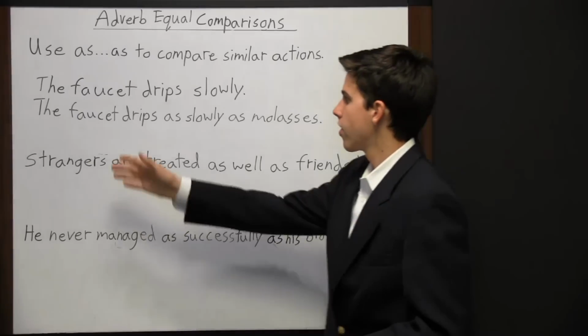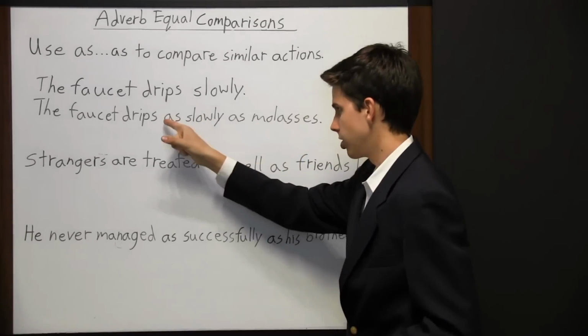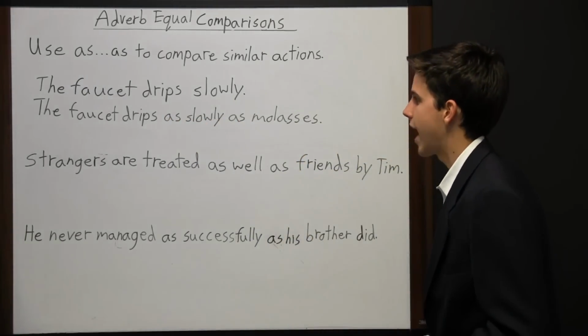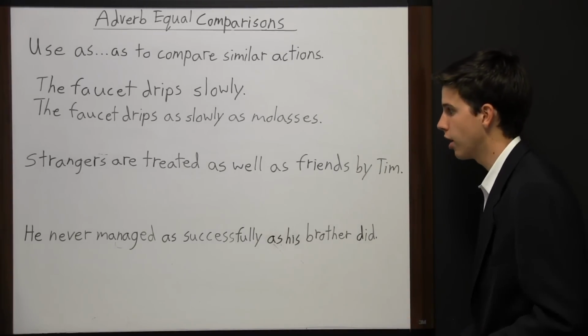So you can use this form right here by saying the faucet drips as slowly as molasses. So you use as, you insert an adverb, and then you use as again. So now the reader has a better idea of how slowly the faucet actually drips.